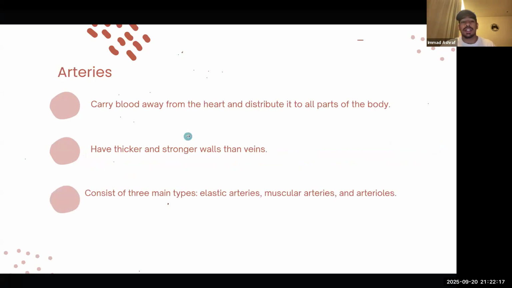So arteries. Arteries carry blood away from the heart. So they're carrying blood from the left ventricle to the rest of the body. They're away from the heart. And they have thick and strong walls. And why is this? Can anyone tell me why arteries have thick and strong walls and why they are thicker than the veins? I want someone to answer, please. Someone answer, please. Why do the arteries have thicker walls than the veins?